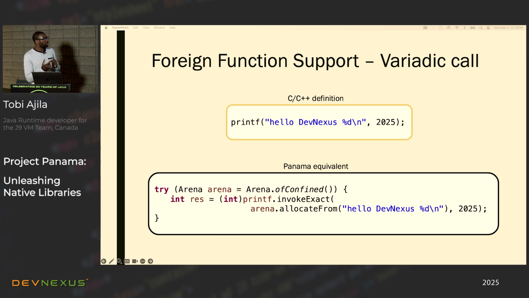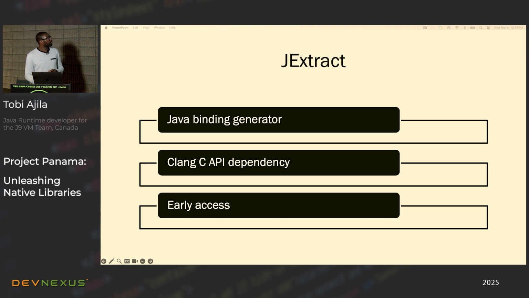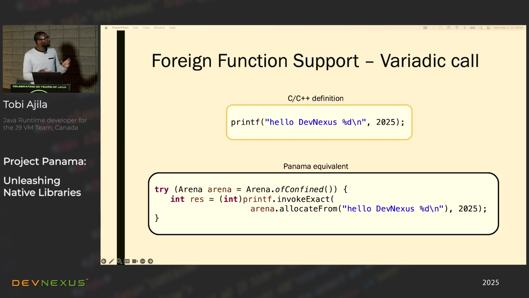You can see with strings, I'm using arena allocate from, which means that it's allocated in native memory. In the earlier JNI examples, we would allocate it on the heap and then copy to native. In this case, we can allocate directly into native memory, and so we avoid the overhead of copying from on heap to off heap. And then we can perform the call.